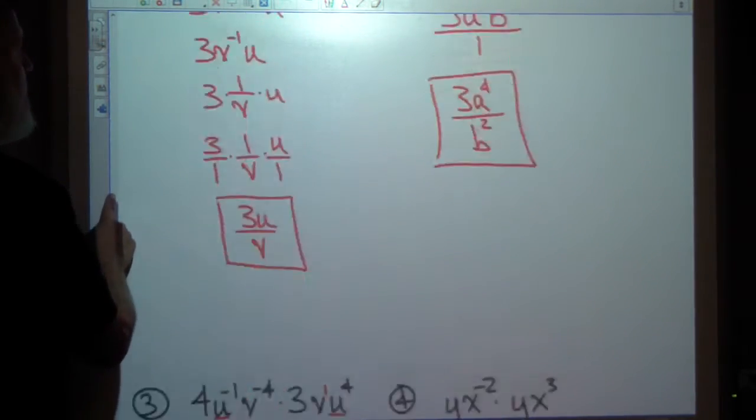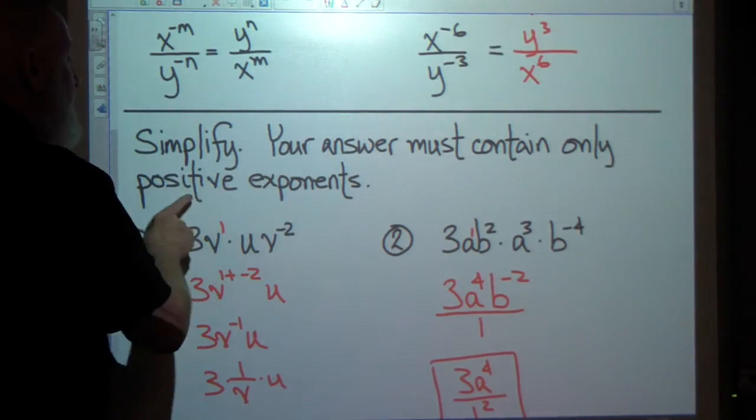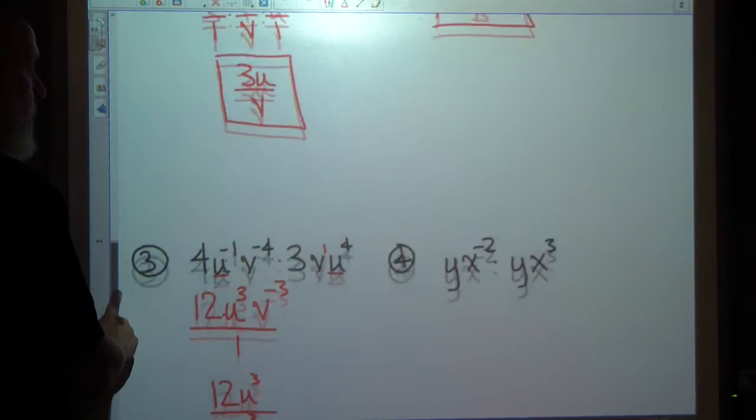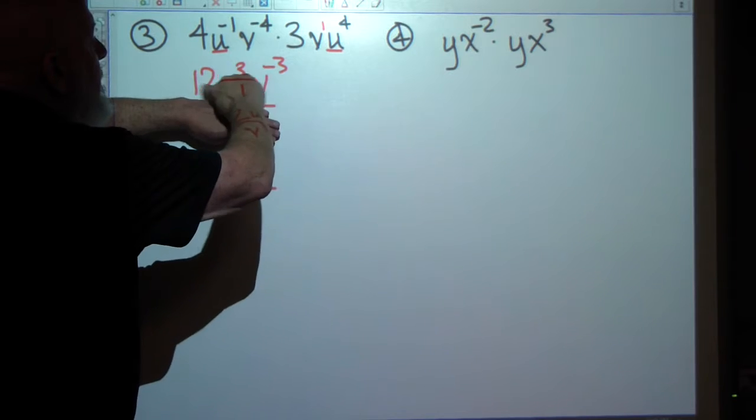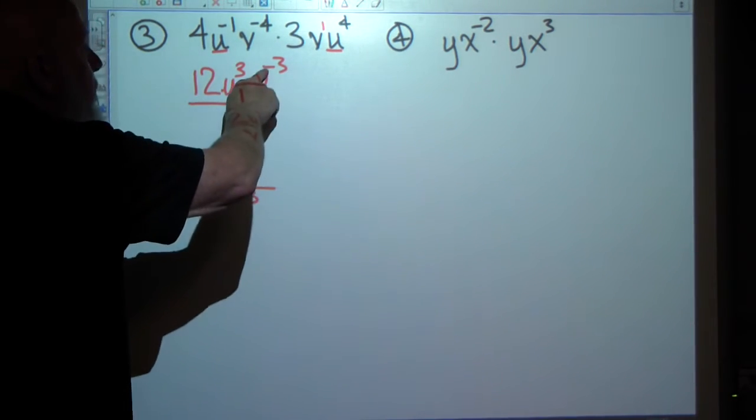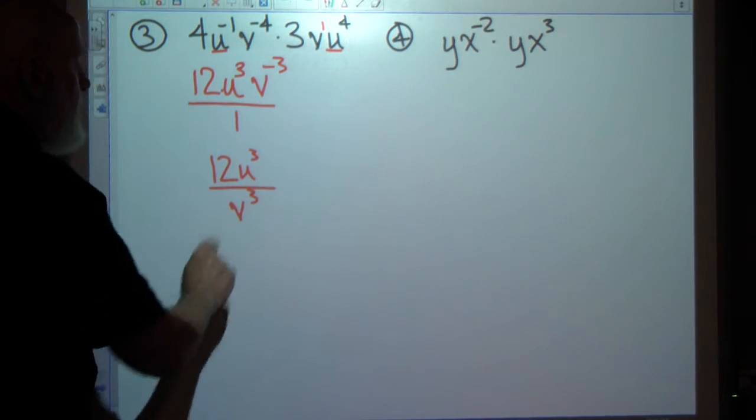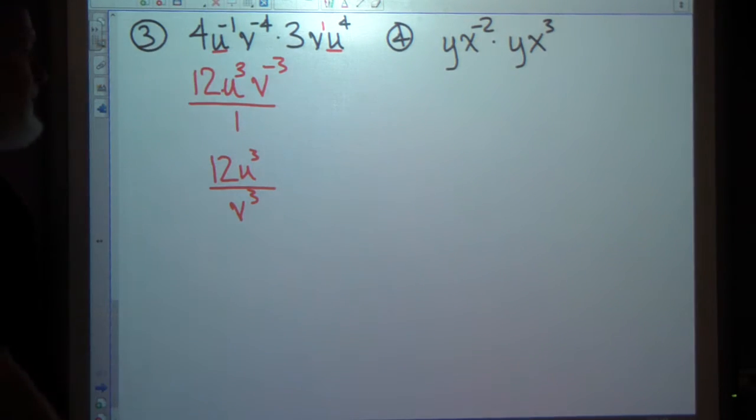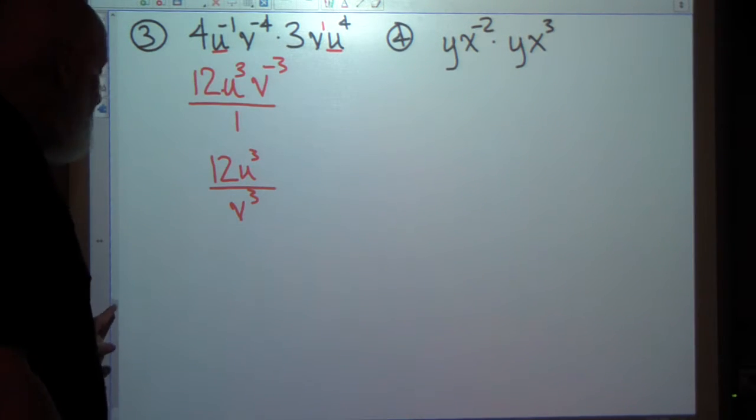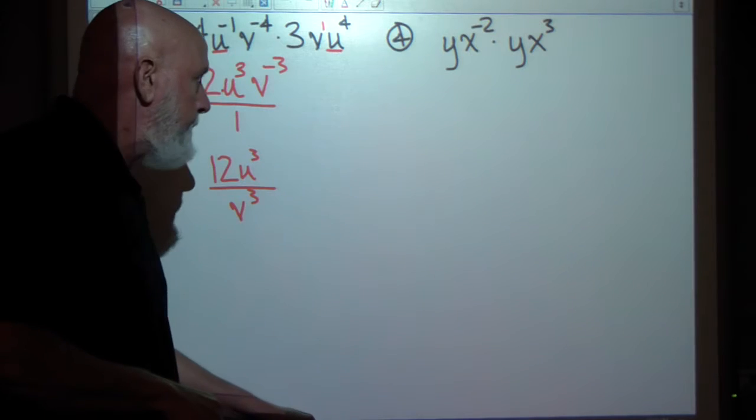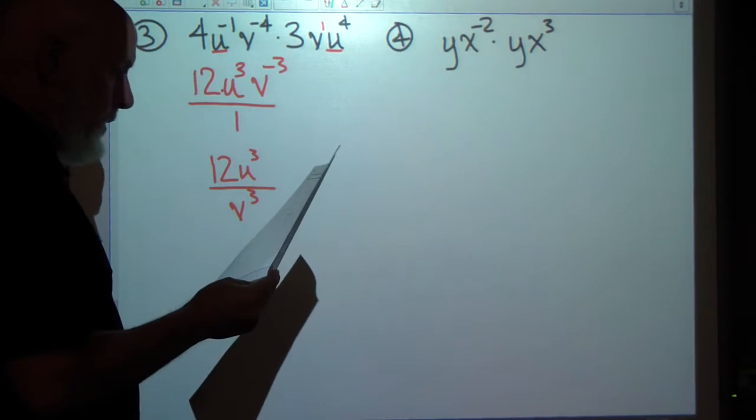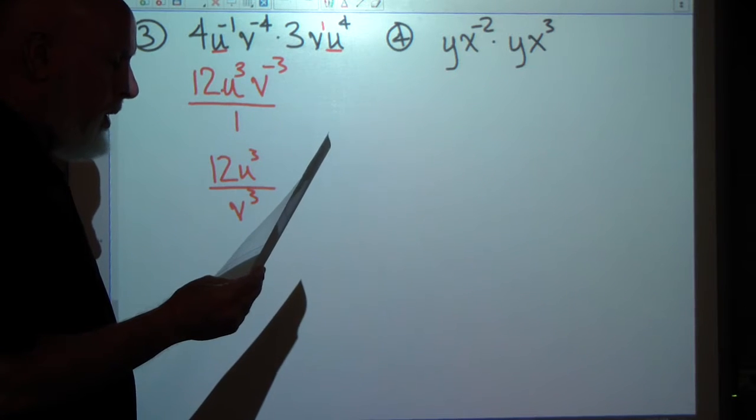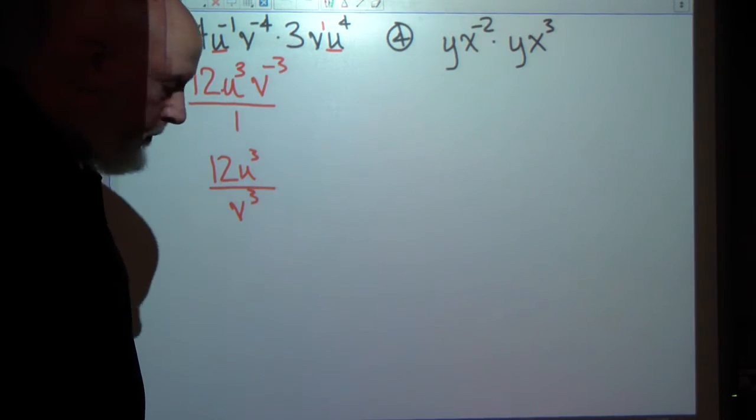But the instructions say your answers must contain only positive exponents. So in order to do that, I just said, well, this could be thought of as this over 1. Drop this down here, and the exponent becomes positive by the properties of exponents we talked about up above. We covered them in more detail in Algebra 1. Well, let's see if I got that right. 12u cubed over v cubed. Yay!